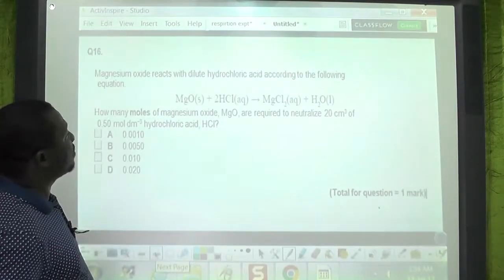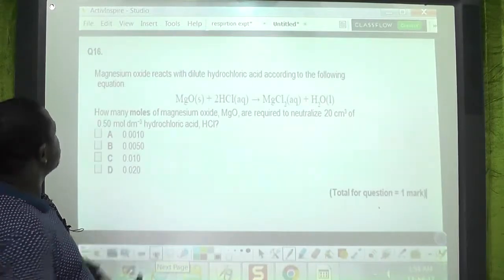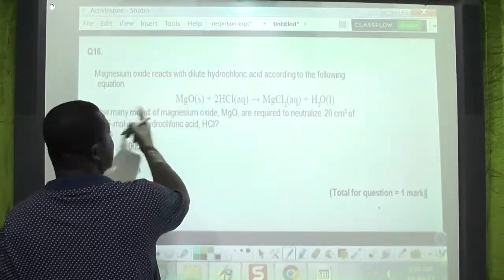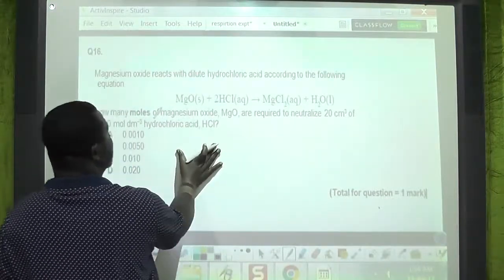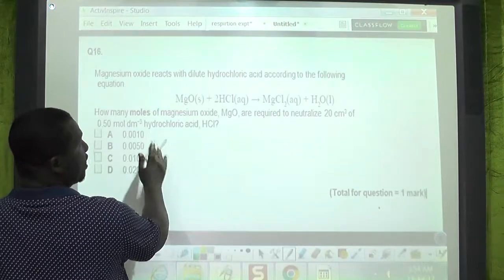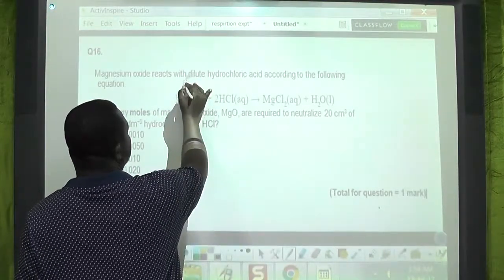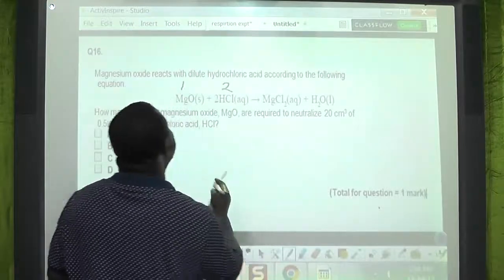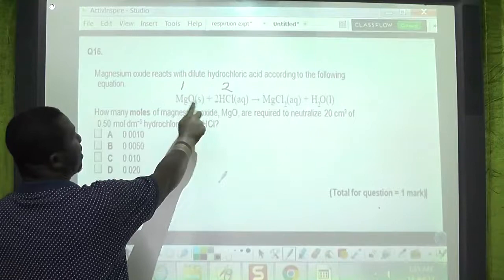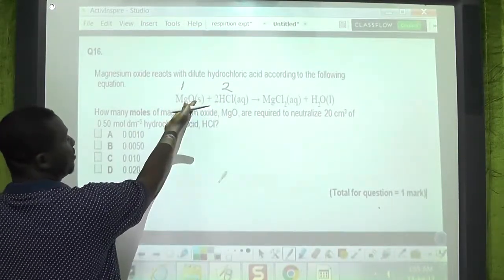Magnesium oxide reacts with dilute hydrochloric acid according to the following. This is a straightforward one. So check, the equation is already balanced. So now we have the ratio. We're only concerned with hydrochloric acid and magnesium oxide. Look at your question very well. You have the question with you in PDF. So we have ratio 1:2. We're looking for the number of mole of magnesium oxide. If I get the number of mole of HCl, of course, half of it is the answer.